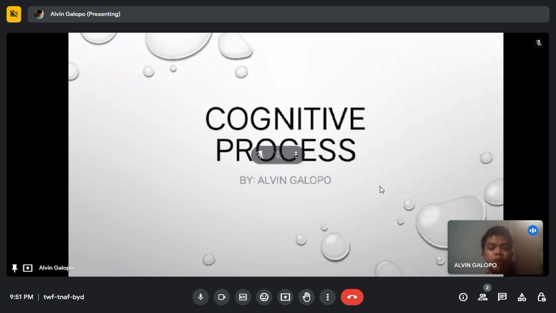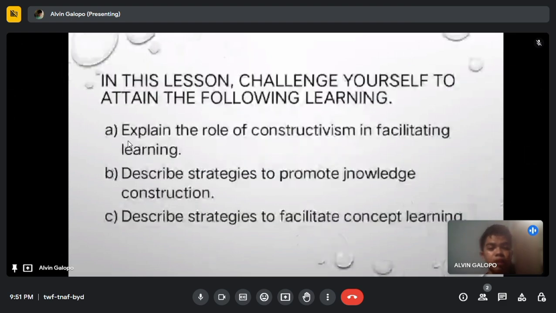Today we are going to talk about cognitive process. But first, let's get to know our learning outcomes. In this lesson, challenge yourself to attain the following. First, explain the role of constructivism in facilitating learning. Second, describe strategies to promote knowledge construction. And third, describe strategies to facilitate concept learning. So these would be our learning outcomes in today's lesson.